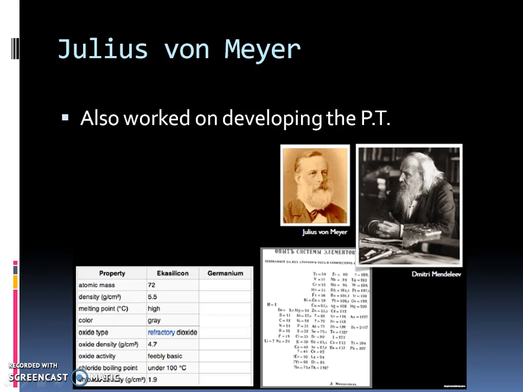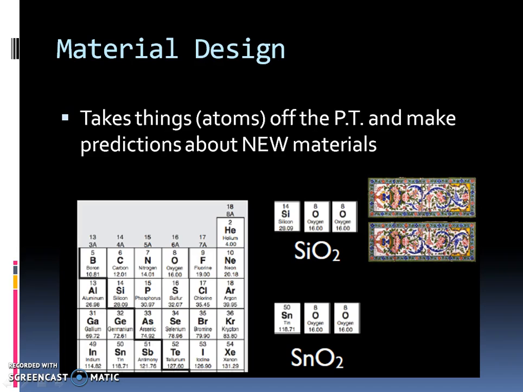And then he talked about this Julius von Meyer. He also worked on the periodic table at the same time, but he's not as well known because he didn't make those predictions. He just kind of started grouping elements together.